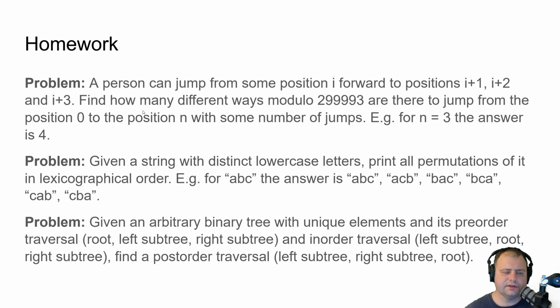Another problem is given a string with distinct lowercase letters, print all permutations of it in lexicographical order. For example, for ABC, we have ABC, ACB, BAC, BCA, CAB, CBA.